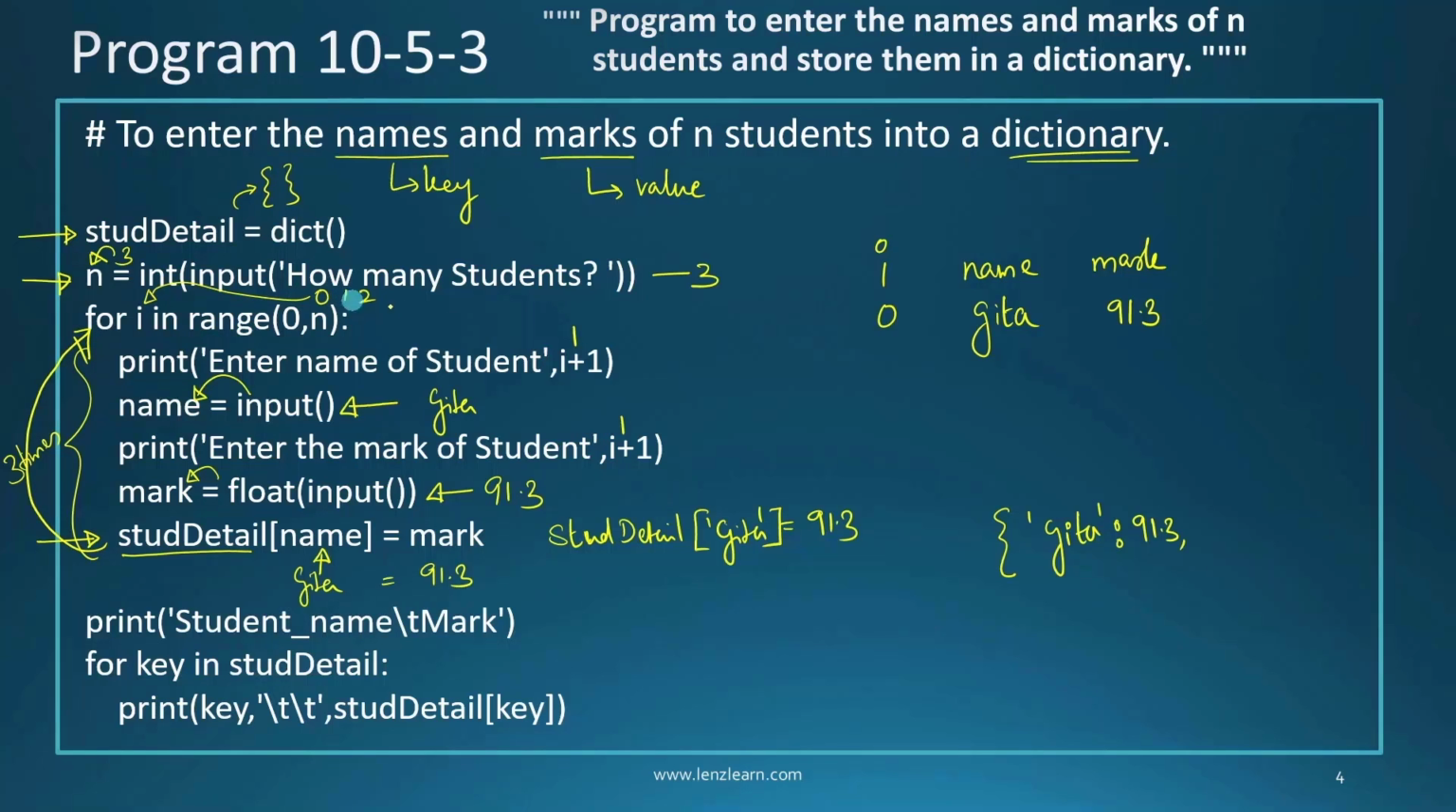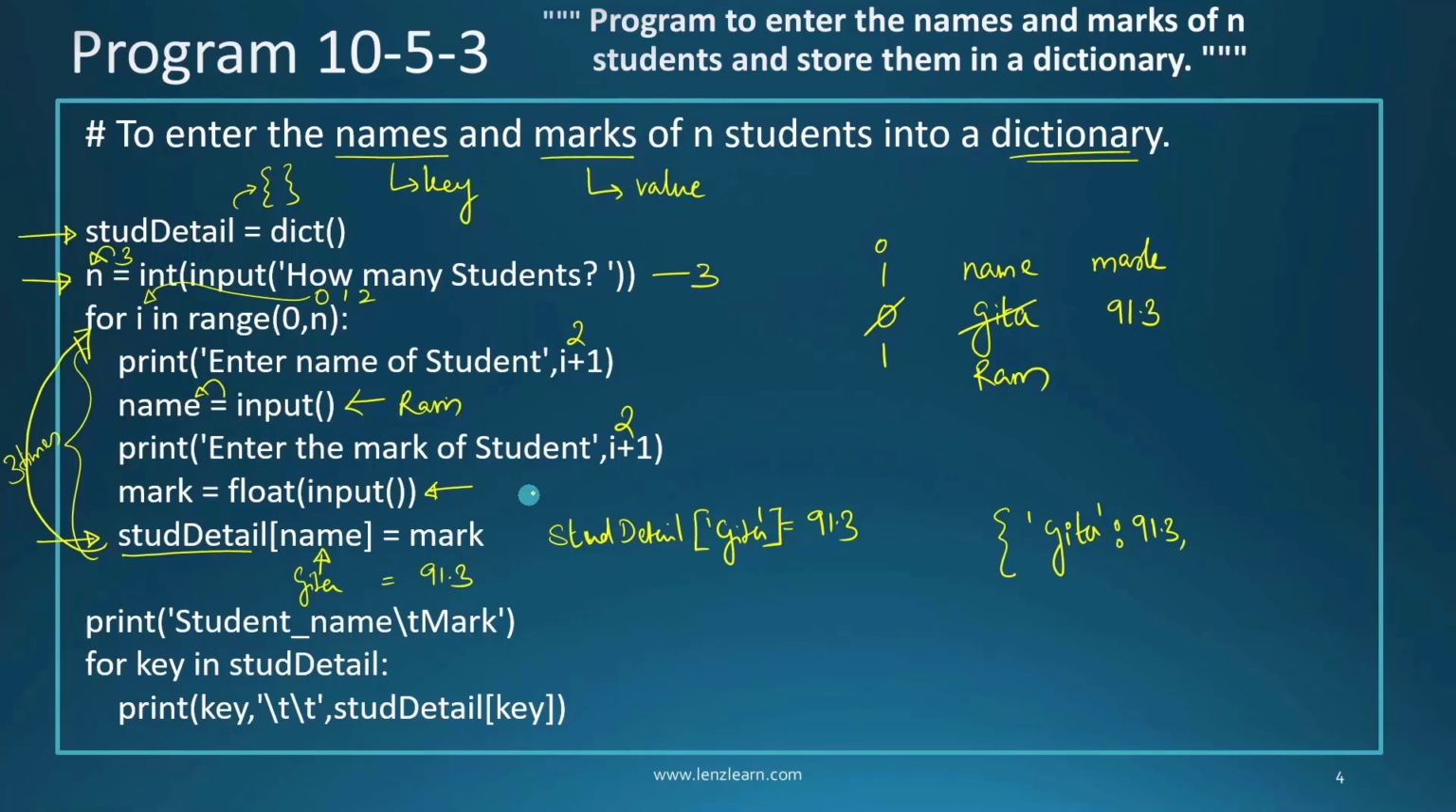This time the value of I will become 1 and now I will print, enter the name of the student for student number 2. So here you can enter the second student, for example Ram. Okay, so that will be stored into variable name. So name now will have new value Ram. And after that enter the mark of student I plus 1. So here it will come as 2. Enter the mark of student 2.